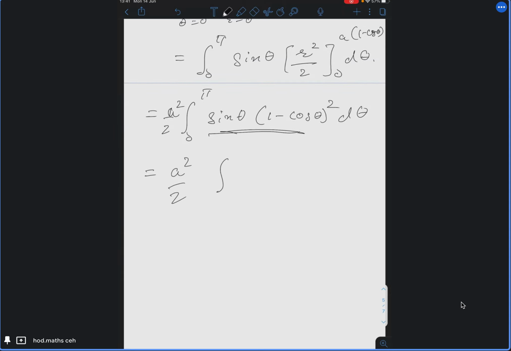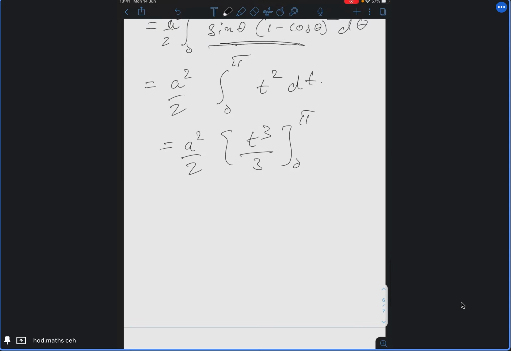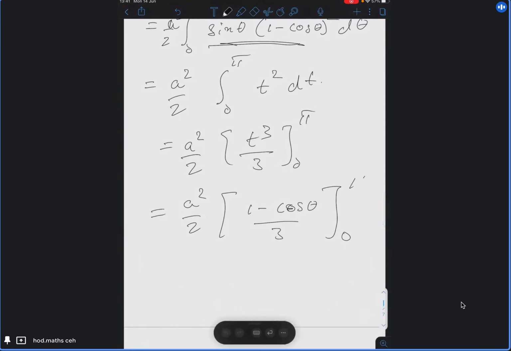So a square by 2 as it is. Integration 0 to pi only I am writing. I am not changing any values here. So I'll get t square dt. So that will be a square by 2 and this will be t cube by 3. Limit 0 to pi since I have written. So again I'll resubstitute t, which is nothing but 1 minus cos theta whole cube by 3. Now for this one you substitute the limits 0 to pi.